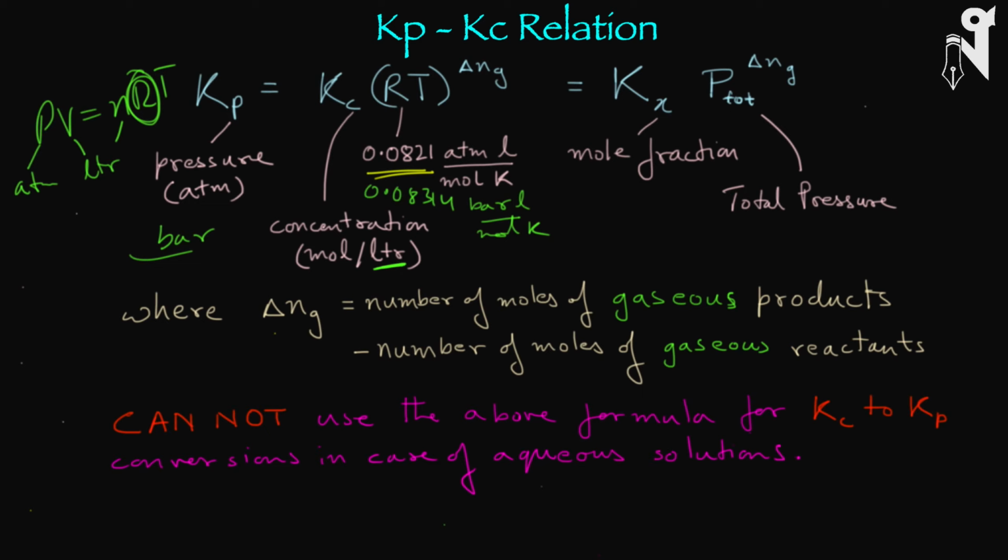So your delta Ng was the number of moles of gaseous products, you will not include liquids and solids, minus the number of moles of gaseous reactants in your balanced chemical reaction, and that balanced reaction can have integral values as well as non-integral values. It has to be the balanced reaction, and your K has to be reported for that given reaction.